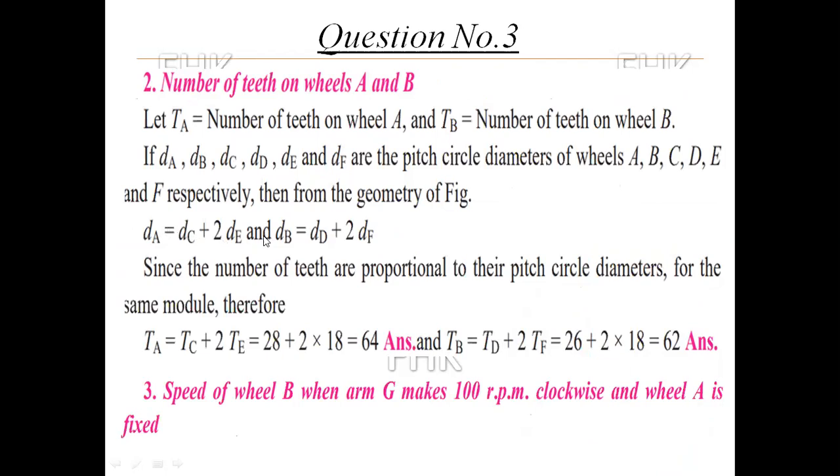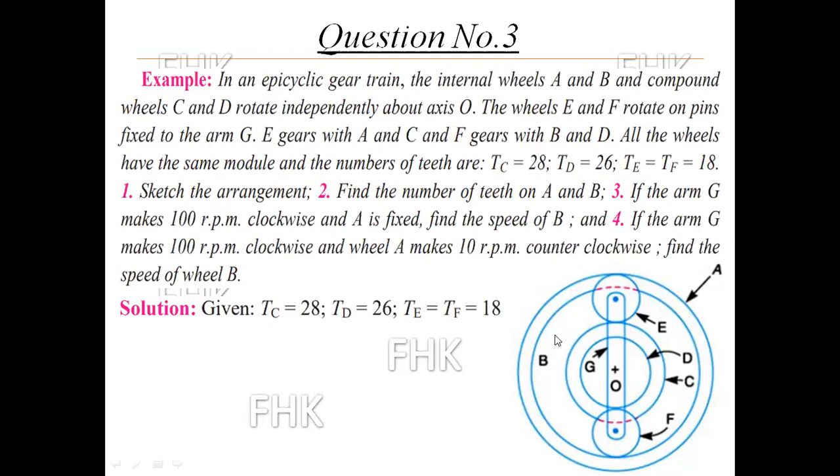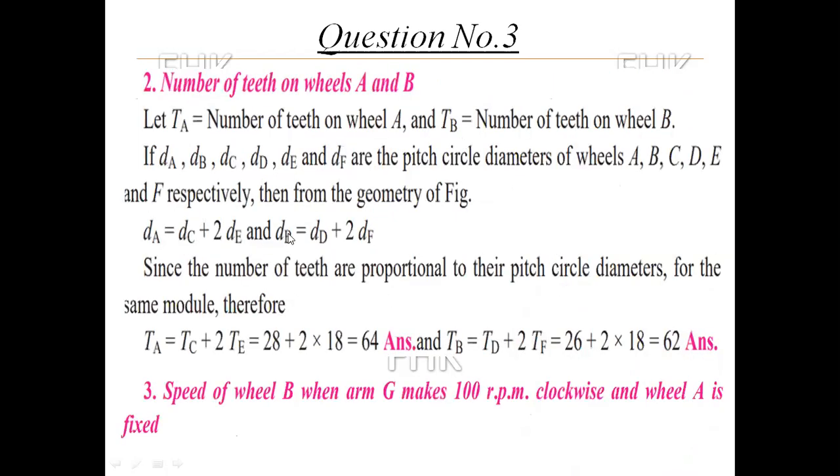And the same thing happens for the diameter of B also. B meshes with F and F meshes with D. So diameter of D plus 2 times diameter of F is equal to dB. So dB is equal to diameter of D plus 2 times diameter of F.